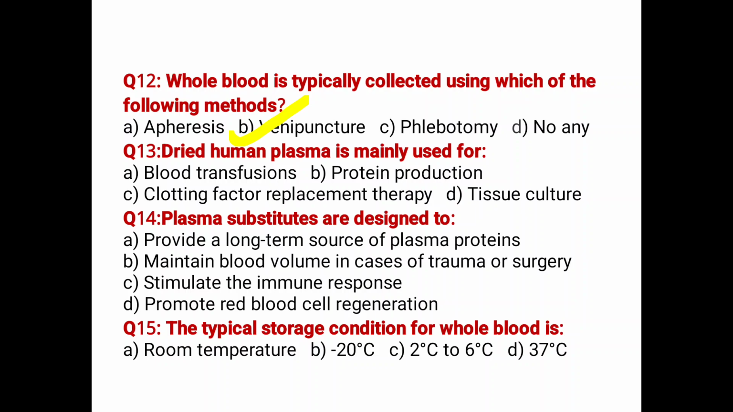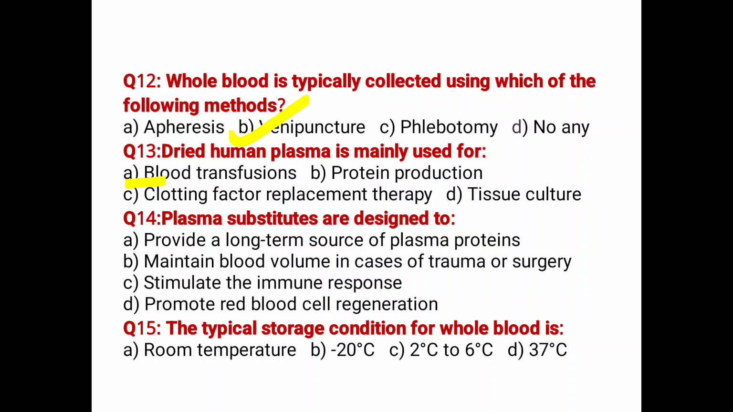Dried human plasma is mainly used for blood transfusion, protein production, clotting factor replacement therapy, tissue culture. Next, plasma substituents are designed to provide long-term source of plasma proteins, maintain blood volume in case of trauma or surgery, stimulate the immune response, or promote red blood cell generation.